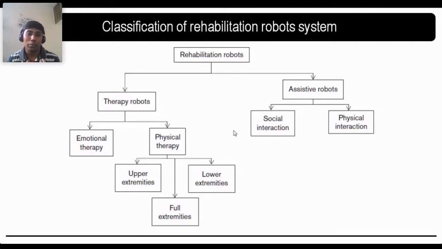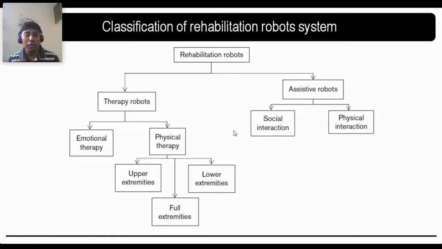For example, you go to a museum, and there would be a mobile robot with a screen and a smiley face, and it will come to you and ask what it can do for you. Then if you say I need to go here, it will give you the map and other things. These all come under assistive robots.